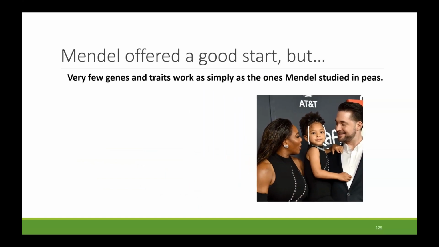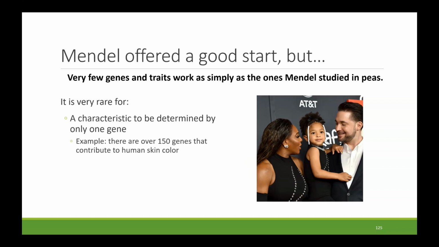The truth is that Mendel offered us a good start in our understanding of genetics, but in reality, very few genes and traits work as simply as the ones that Mendel studied in his peas. For example, it's very rare for a characteristic to be determined by only one gene. In Mendel's peas, there was a single gene that controlled texture and a single gene that controlled color. Human skin color, on the other hand, is controlled by over 150 different genes that all contribute to the final picture. This is known as a polygenic trait. The prefix poly means multiple, and a polygenic trait is one that's controlled by more than one gene.